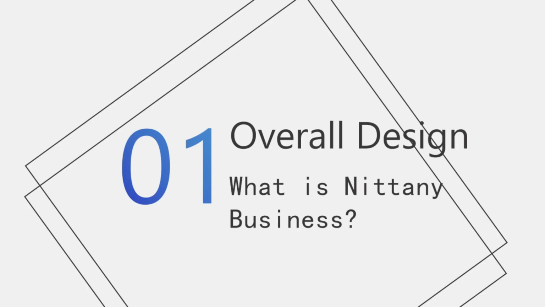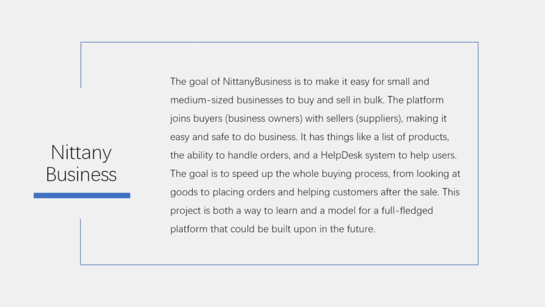So first of all, what is Natalie business? Its goal is to make it simple and easy for small and medium-sized businesses to buy and sell in bulk. The platform joins buyers with sellers and makes it easy and safe to do business, with things like a list of products, the ability to handle orders, and a help desk to help users. The goal is to speed up the whole buying process, from looking at goods to placing orders to helping customers after the sale. This project is both a way to learn and a model for a full-fledged platform that could be built upon in the future.